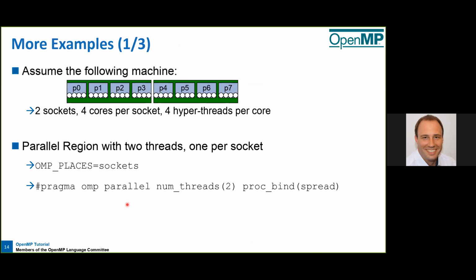Let me walk you through a few more examples. Again, we have the same machine architecture in mind, and these were questions that have been put into the OpenMP forum, but similar questions have been asked also on Stack Overflow and so forth. So assume we have a parallel region with 2 threads and we want 1 thread per socket. Then we need a binding granularity of sockets, OMP places equals sockets. We say pragma omp parallel num_threads 2, because we want to have only 2 threads, and say proc bind spread, so that means we have 1 thread per socket.